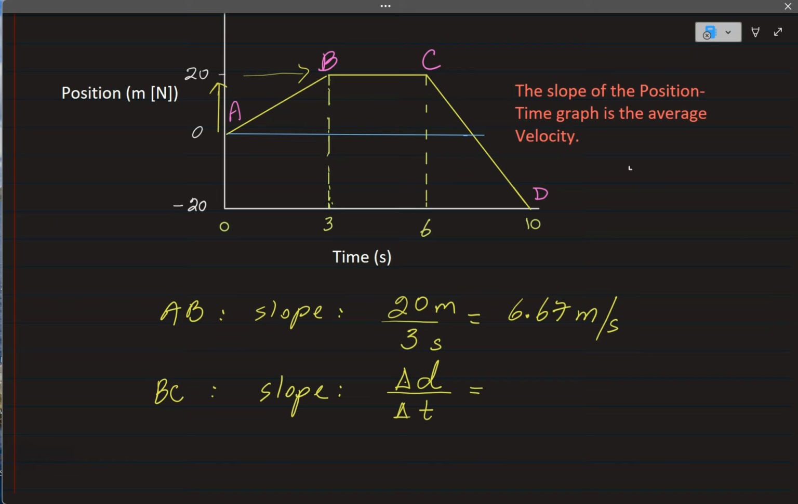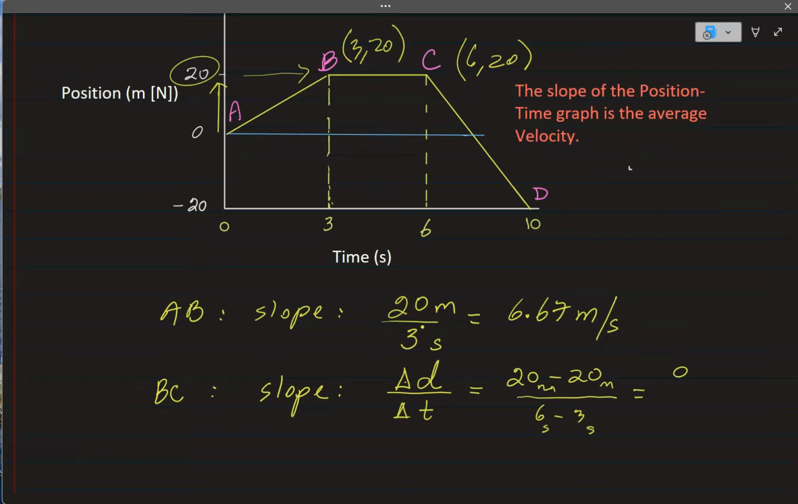Well, the displacement from B to C is the same. Remember, 20 is right here. C has the coordinate 6, 20, and B has the coordinate 3, 20, in terms of coordinate points for a position time graph. What we have is 20 meters minus 20 meters on top, divided by 6 minus 3 seconds, which turns out to be 0 divided by 3, which ends up being 0 meters per second.